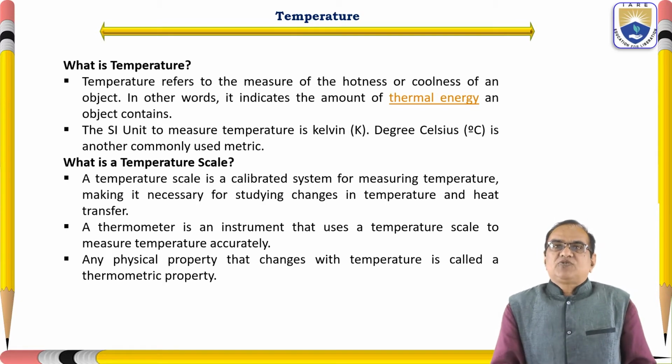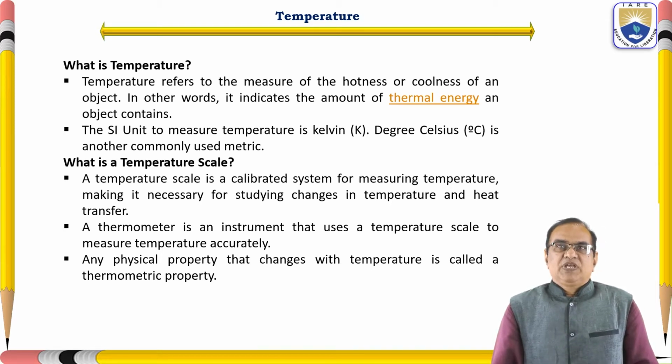The SI unit to measure the temperature is Kelvin. Degree Celsius is another commonly used metric scale. What is a temperature scale? A temperature scale is a calibrated system for measuring temperature, making it necessary for studying changes in temperature and heat transfer. A thermometer is an instrument that uses a temperature scale to measure temperature accurately.